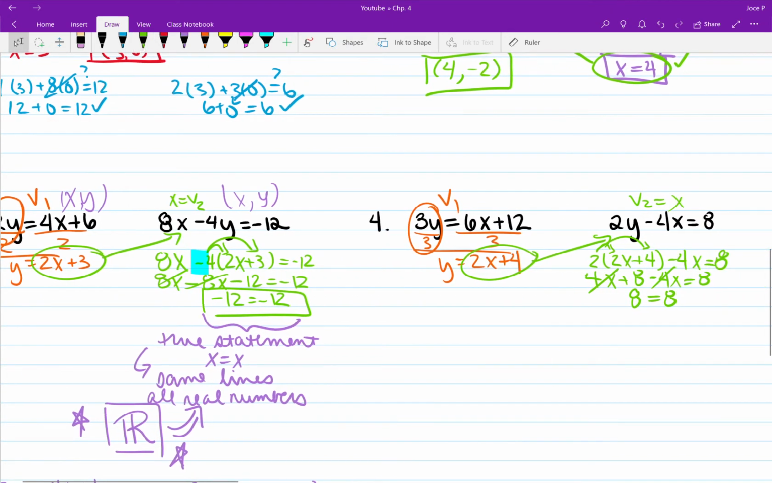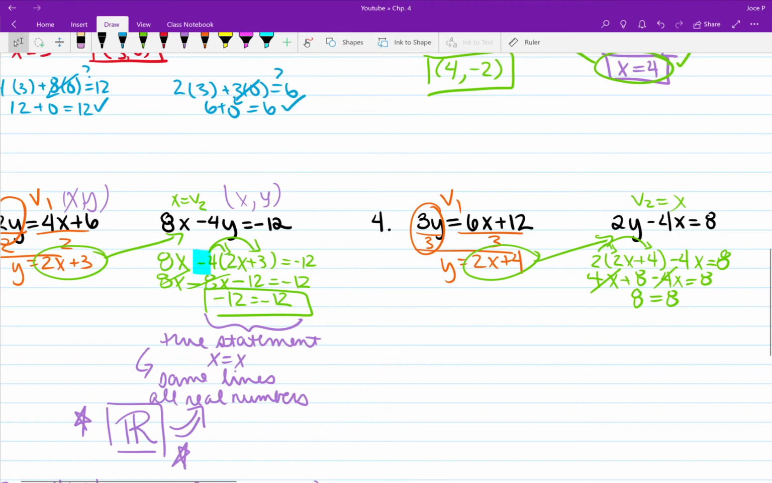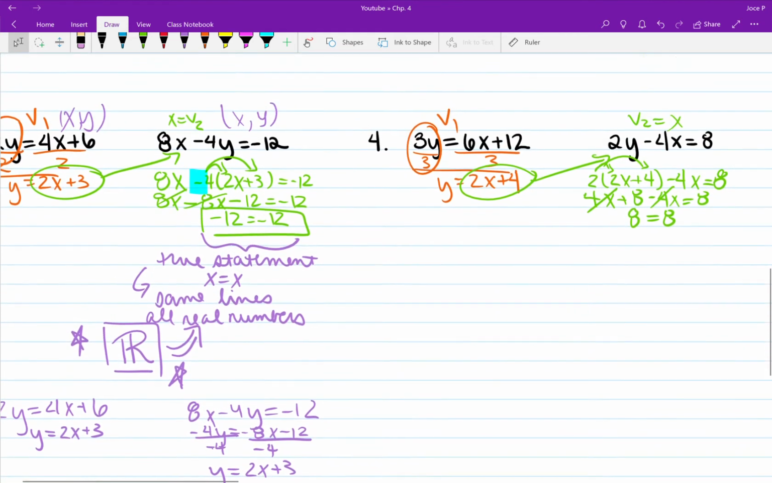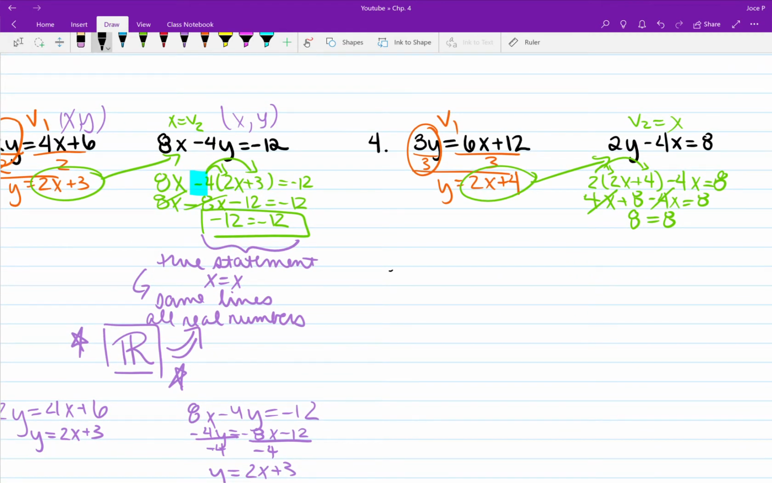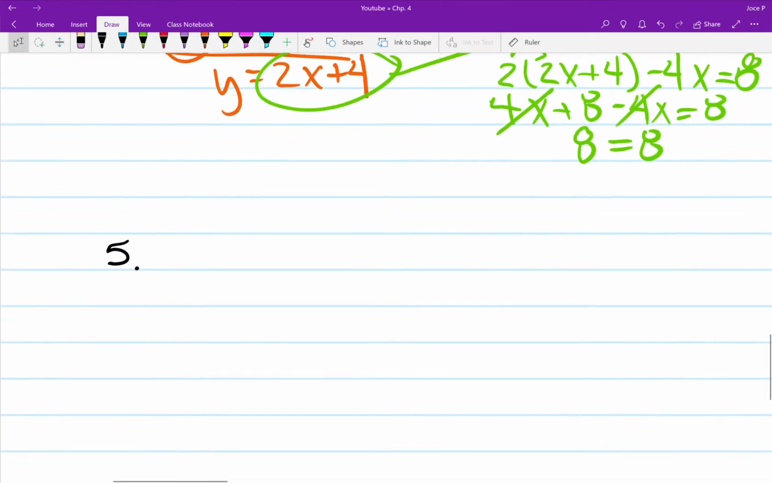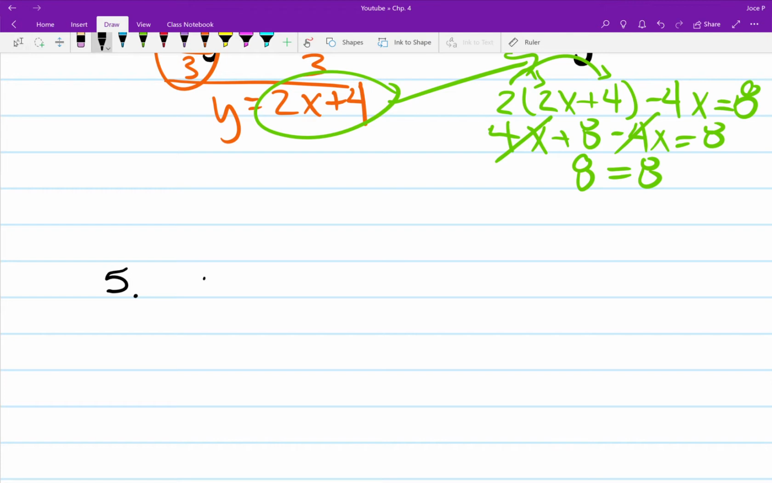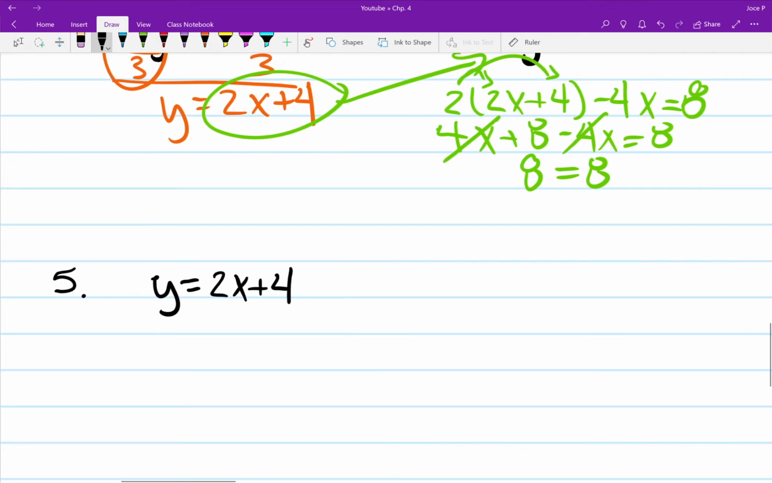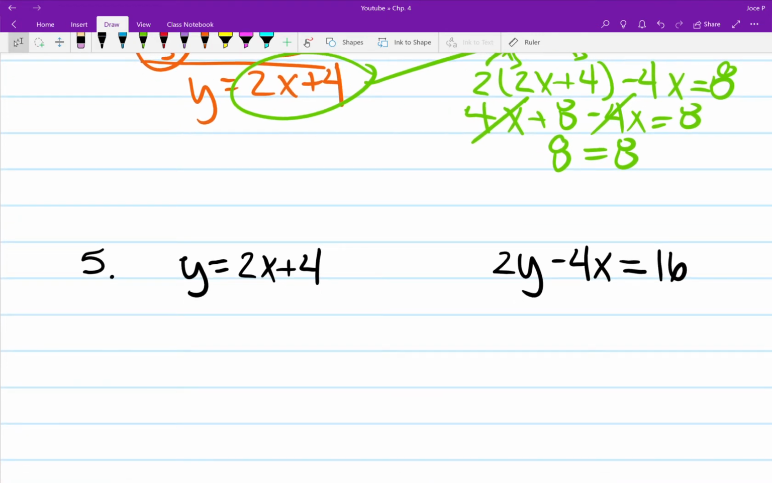However, I want to show you guys an example that's different from these. I want to try and find an example for you guys where we're going to have something that, as I mentioned earlier, is parallel lines, which means there's going to be no solution. So let me just think of one. Y equals 2x plus 4. Then let's have over here 2y minus 4x equals 16.